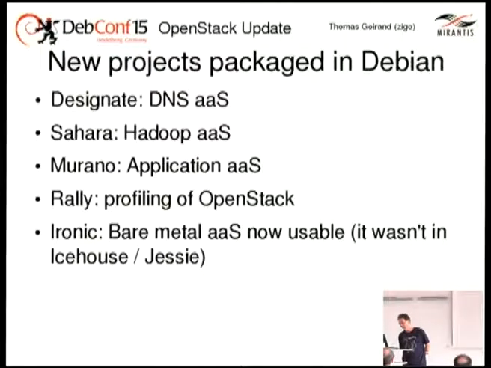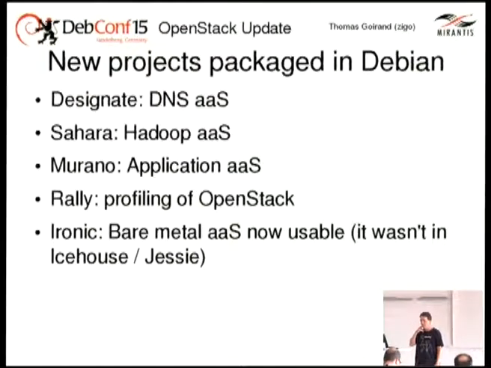And now we have Sahara, which is big data as a service. This is primarily a Mirantis project, but it has now been integrated with all the other projects, so it's released together with the others. Murano is application as a service, so you can imagine that you have a list of applications in Horizon, and then you can click on one big icon with, let's say, Apache, and it will deploy that on your cloud. That's what Murano does.